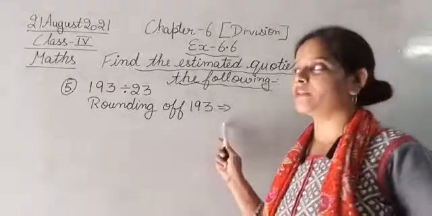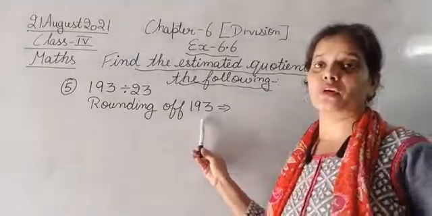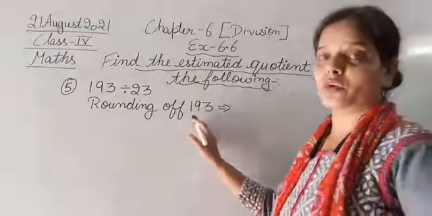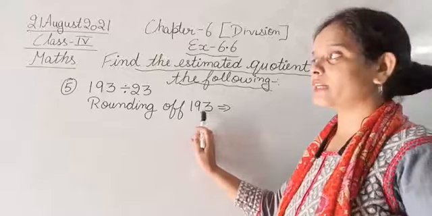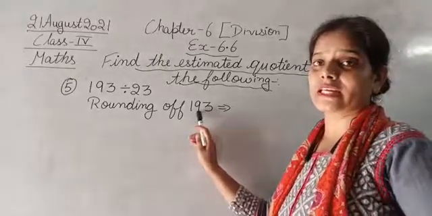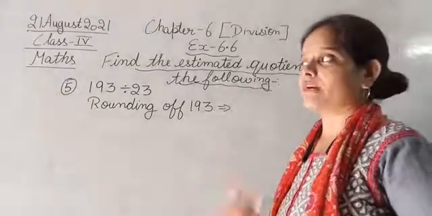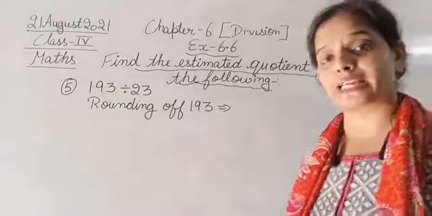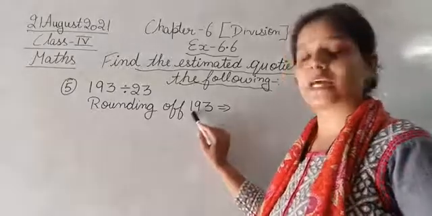So we will round off 193 to the nearest 100. We will observe the digit at the tens place. At the tens place we have 9. This 9 is greater than 5, so we will round it off to the next 100. When the digit is greater than 5, we round off to the next 100, because we are rounding to the highest place value, which is 100.